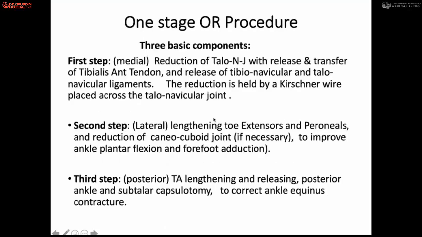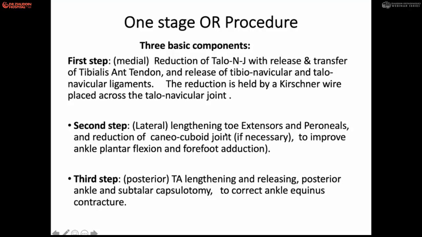There are one-stage procedure and two-stage procedure. There are three components in the one-stage procedure. First step is reduction of the talonavicular joint, release and transfer of the tibialis tendon to the neck, and release of the tibionavicular joint and talonavicular joint, and reduction is with the K-wire, which we have already discussed.